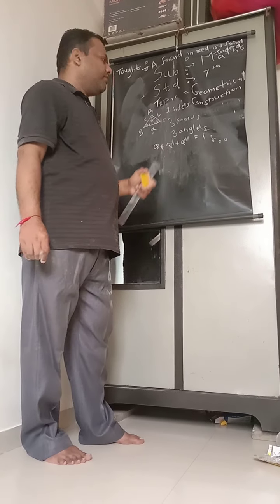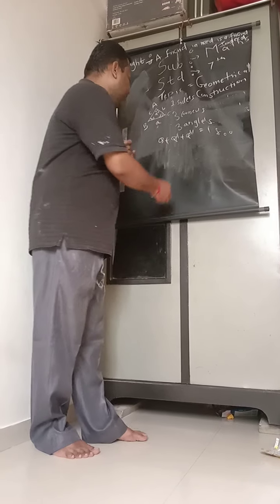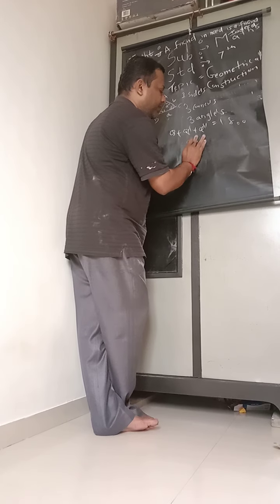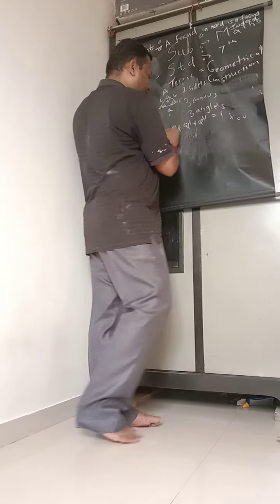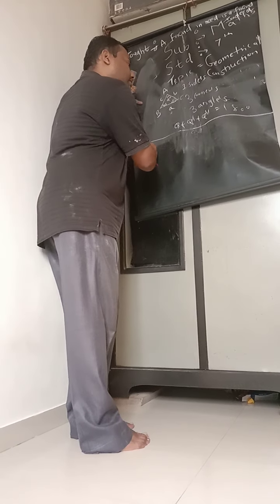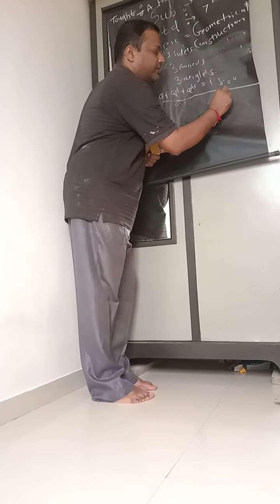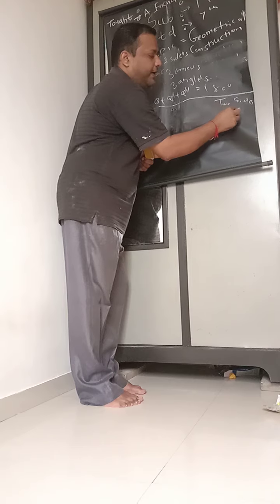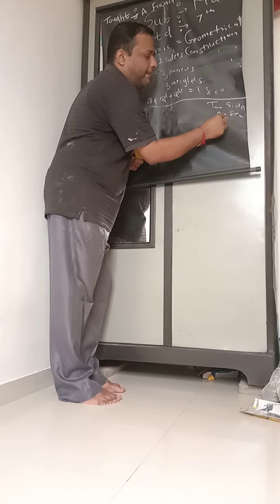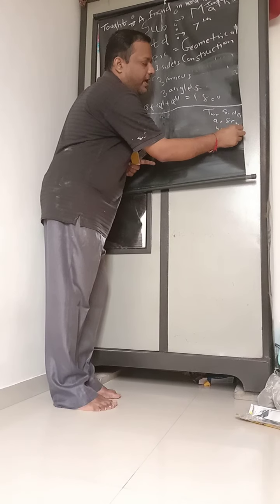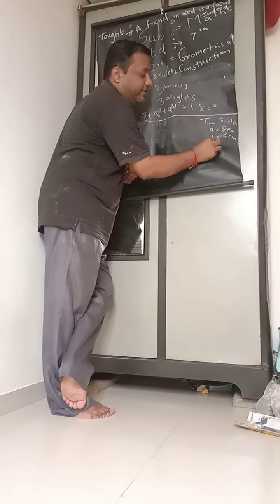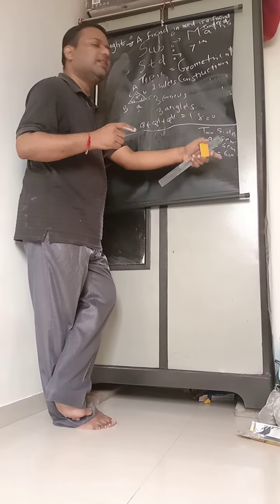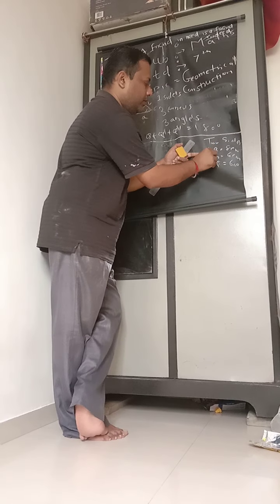But my friends, you have to construct a triangle where they are giving two sides and an angle. Two sides: a is equal to 8 centimeter and b is equal to 6 centimeter, and the angle theta is equal to 60 degrees. Now they have given three things: 1, 2, and 3.